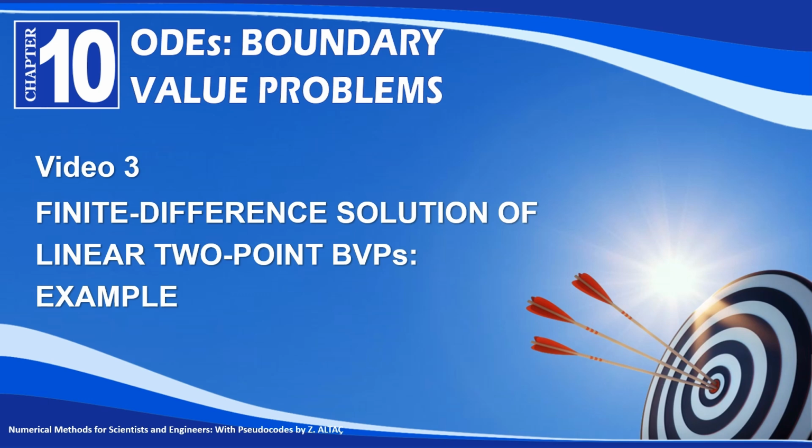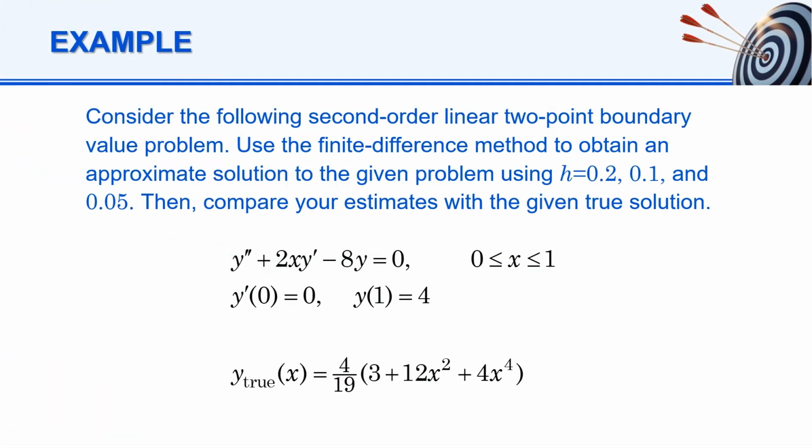Video 3: Finite Difference Solution of Linear Two-Point Boundary Value Problems. Example. Let us consider the following second-order two-point boundary value problem. We will use the finite difference method to obtain an approximate solution to the given problem using h equals 0.2, 0.1, and 0.05. Then, we will compare the estimates with the given true solution.